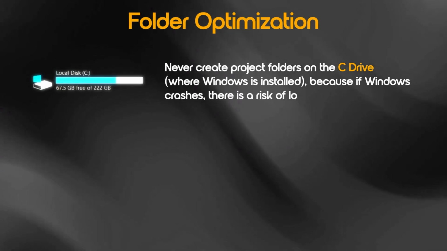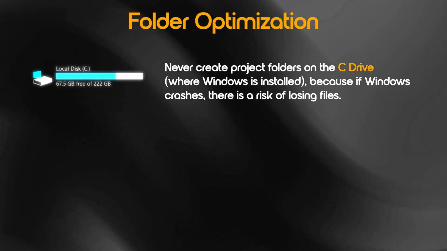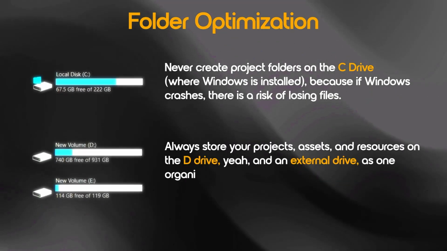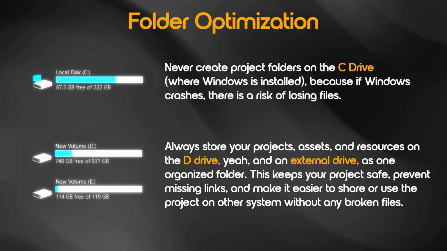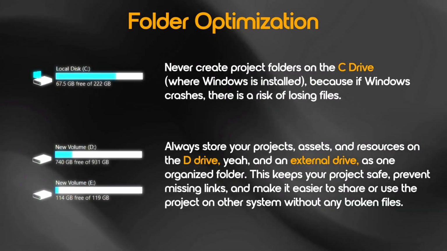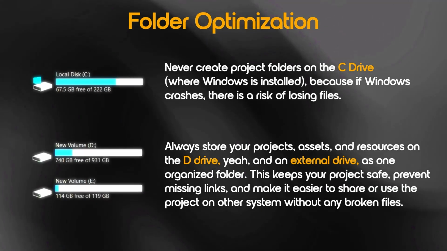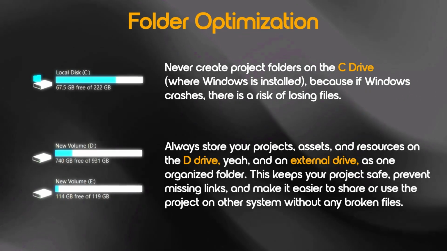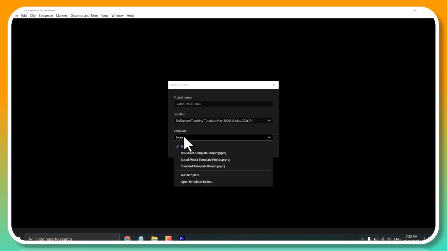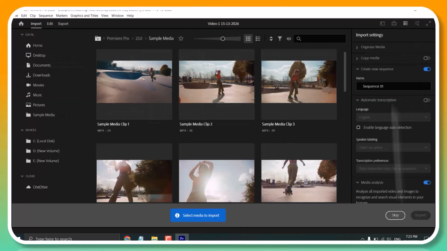Never create project folders on the C drive. There is Windows installed, and because Windows can crash, there is a risk of losing files. Always store your projects, assets and resources on the D drive or an external drive, in one organized folder. This keeps your project safe, prevents missing links, and makes it easier to share or use the project on other systems without any broken files. Okay, so I will create a custom folder for all of the files. Then I will skip this.